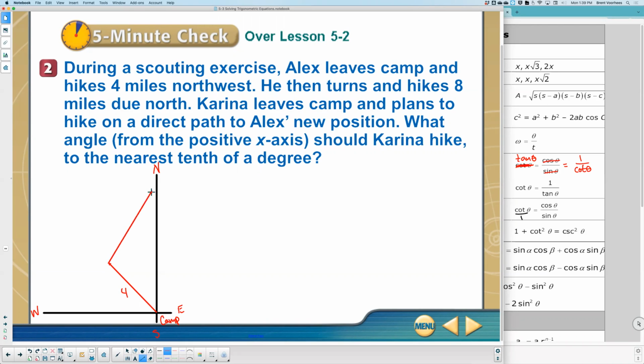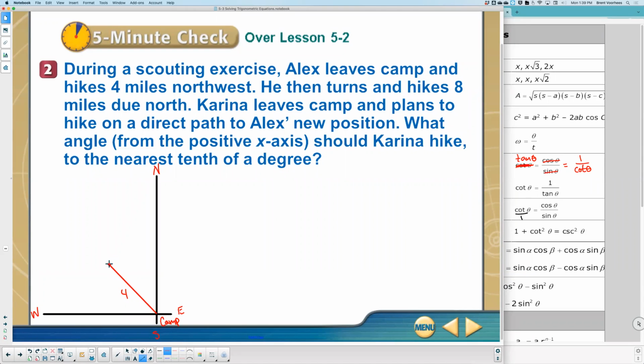Does that mean like this, pointed at the north? What's it mean to go due north from this spot? Straight up from this spot. Okay, so we'll just say that's 8 right there. All right, so they gave us that information. It says Karina leaves camp and plans to hike on a direct path to Alex's new position. What angle from the positive x-axis should Karina hike to the nearest 10th of a degree?